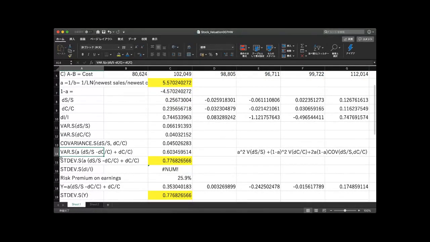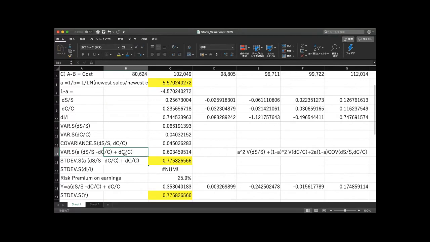Okay, we need to calculate the sample variance of A times ds over S minus dc over C, plus dc over C. What does it mean? A times ds over S minus dc over C is the first term. Of course, it will be the impact of margin, the margin improvement impact on net income growth. And the second term, dc over C, is a volume impact.